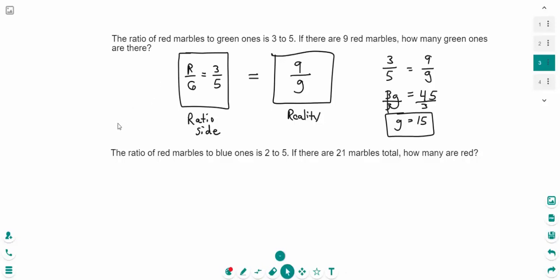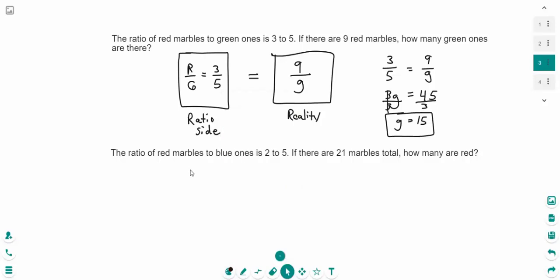Now let's move on to some new material here and look at how these problems can become a little bit more complicated. So let's read the next one here and see if we can discern the difference between the second problem and the first problem. So the ratio of red marbles to blue ones is 2 to 5. If there are 21 marbles total, how many are red? All right, so the whole idea here is, up to this point, our very first question has been, what's the ratio, right? What are we comparing?